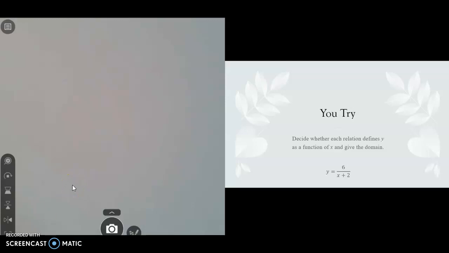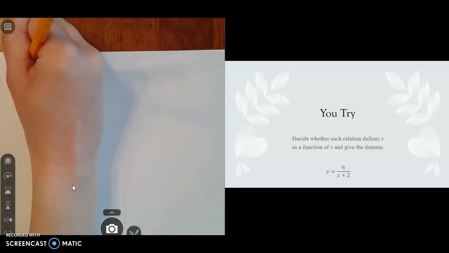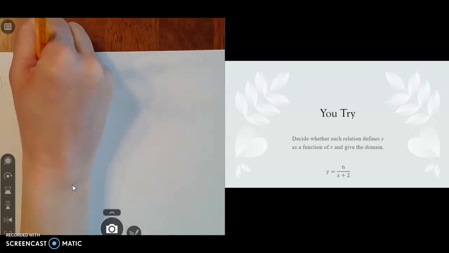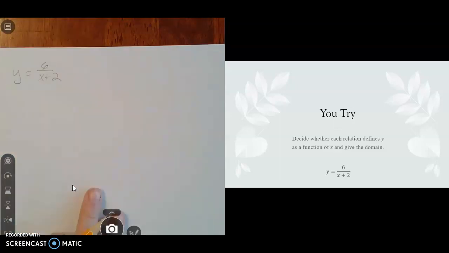Hi, you all just finished a U-try where you got to decide if a relation defines y as a function of x, and you got to give the domain. And I gave you the equation y equals 6 over x plus 2. So let's decide first, is it a function or not?